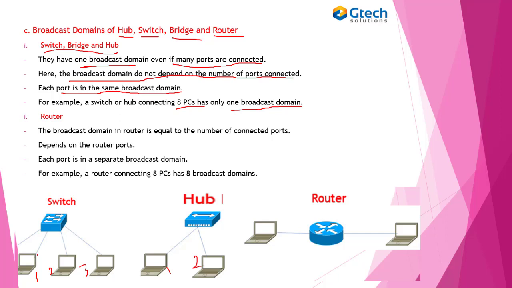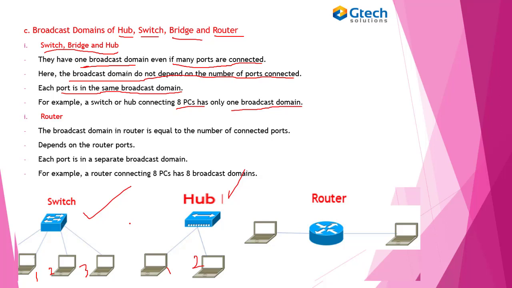The broadcast domain in a switch is always 1, despite how many ports are connected, because each port is in the same broadcast domain. All the connected devices in the ports, all the connected ports have the same broadcast domain in both switch, hub and the bridge. We have not included the bridge diagram here, but you just understand that.